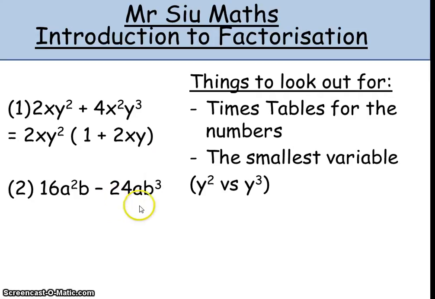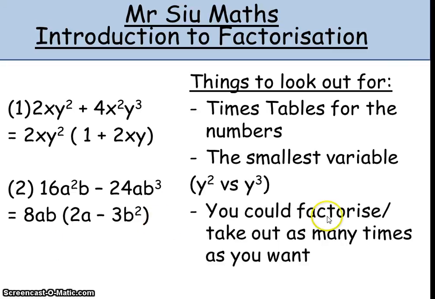For our second one, very same thing as before, we know that it belongs to the 8 times table, and we look at whichever is the smallest variable. Between a squared and a, we know that a is the smallest one, and between b and b cubed, b is going to be the smallest one. So we have our answer right here. Now, you can factorize as many times as you want, same thing as before.